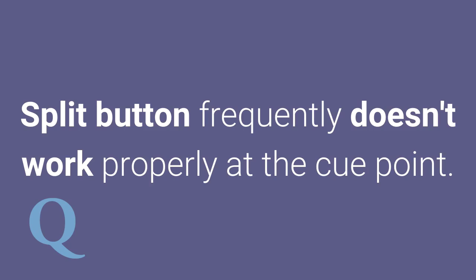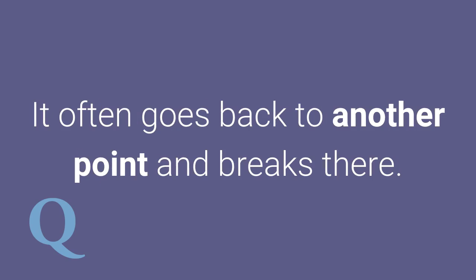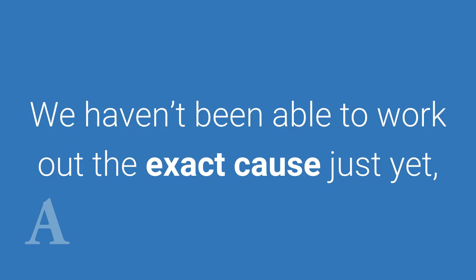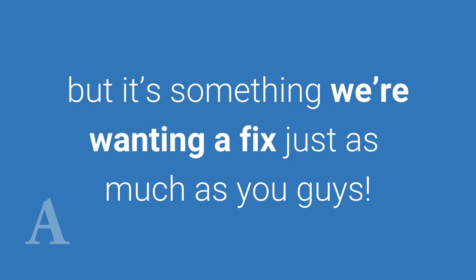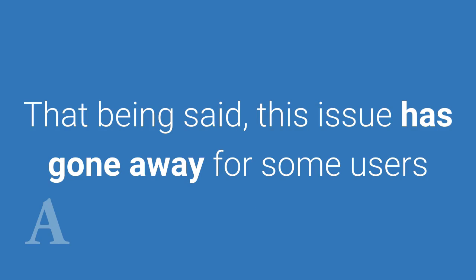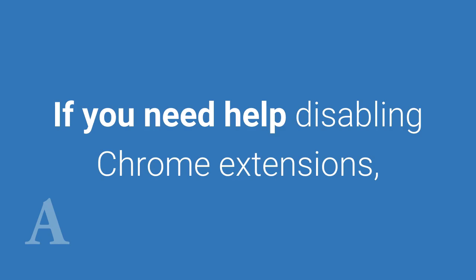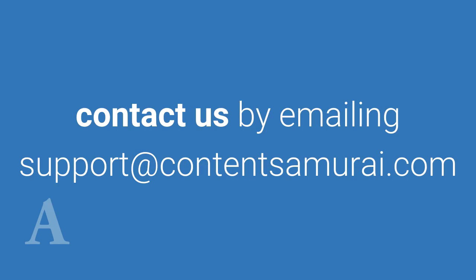Split button frequently doesn't work properly at the cue point. It often goes back to another point and breaks there. This is an intermittent bug that we're looking into. We haven't been able to work out the exact cause just yet, but it's something we're wanting to fix just as much as you guys. That being said, the issue has gone away for some users when they disable Chrome extensions. If you need help disabling Chrome extensions, contact us by emailing support@contentsamurai.com.